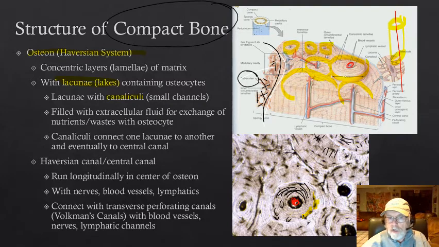They're called canaliculi, or small channels. And what they do is they connect one lacuna with an osteocyte inside it to another lacuna with another osteocyte inside it. You've got to remember this. What happens is cells need what?